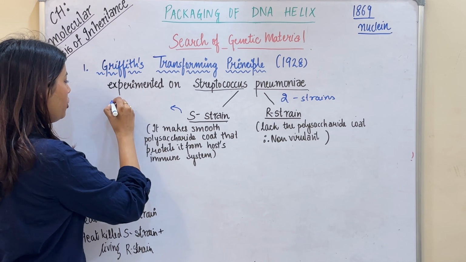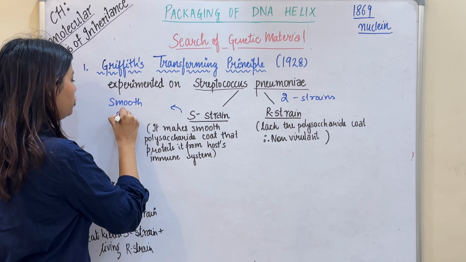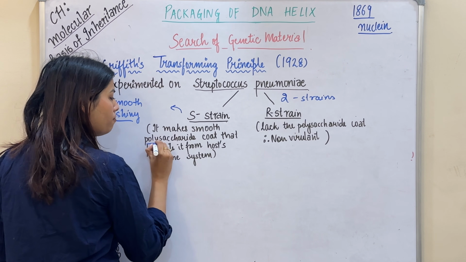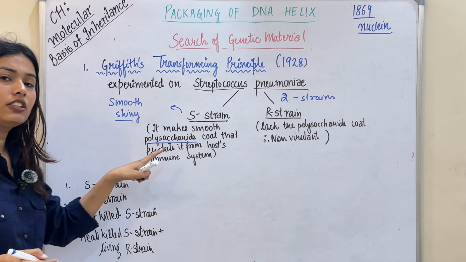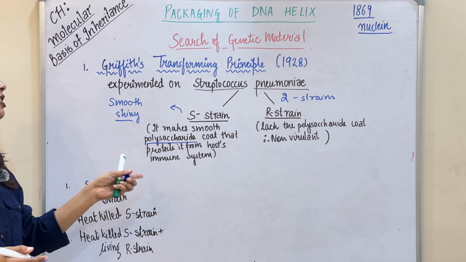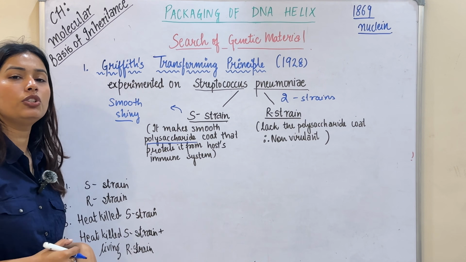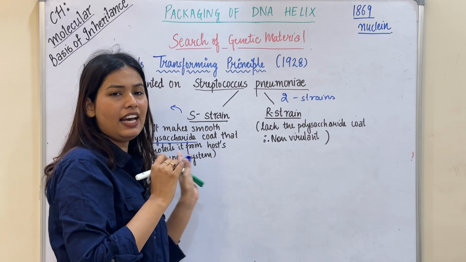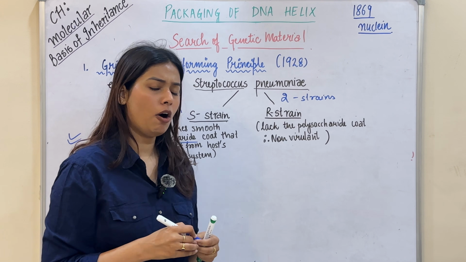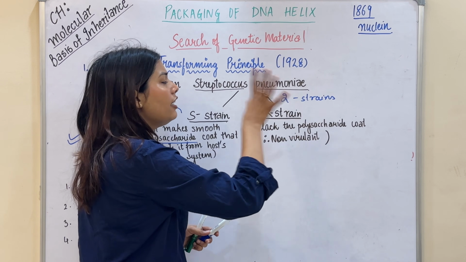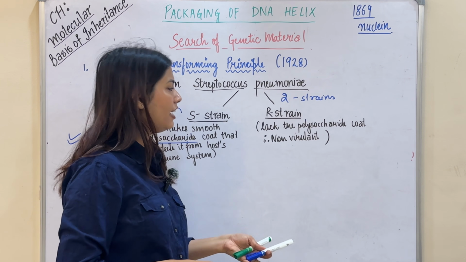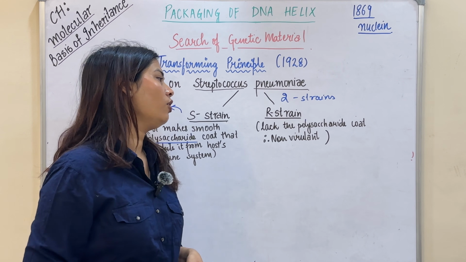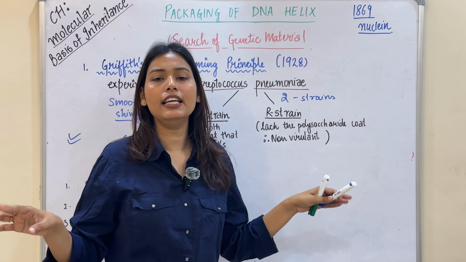The S strain formed smooth, shiny colonies. Why? Because it has a smooth coat of polysaccharide. Because of this polysaccharide coating, it is protected from the host immune system, so it can easily cause the disease, pneumonia. Whereas the R strain formed rough colonies because they lacked the polysaccharide coat, so they were exposed to the host immune system. They were non-virulent, they didn't cause pneumonia.